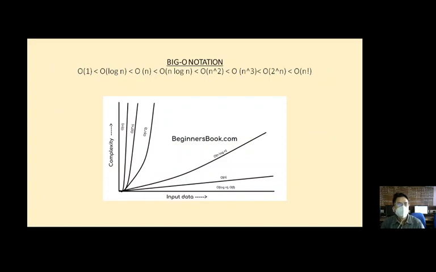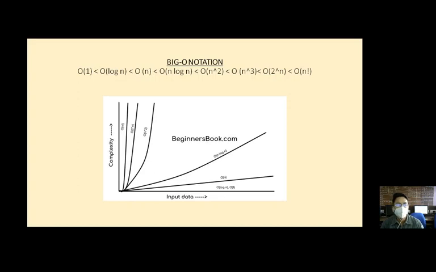Here are some of the big O notations, and there is a relation between them. They are arranged in ascending order. O(1), which takes constant time, is less than O(log n), and O(log n) is less than O(n), because log n base 2 is smaller than n. O(n log n) will be greater than O(n). Similarly, it will be less than O(n) square, and that would be less than O(n) cube, and it would be less than 2 raised to the power n.